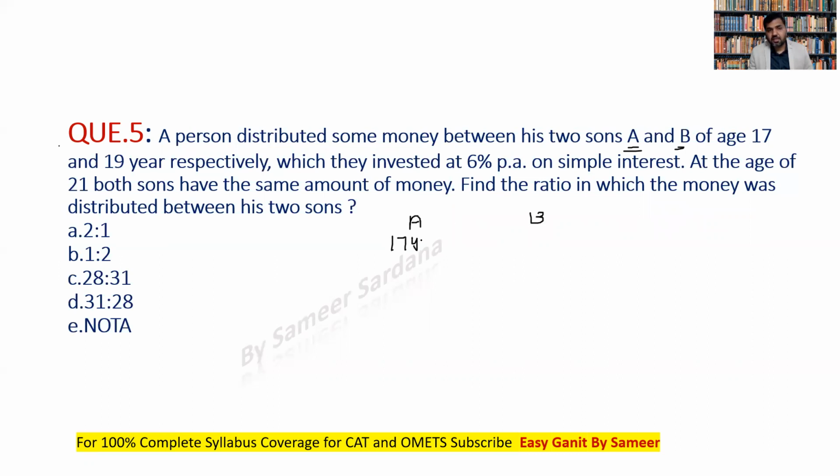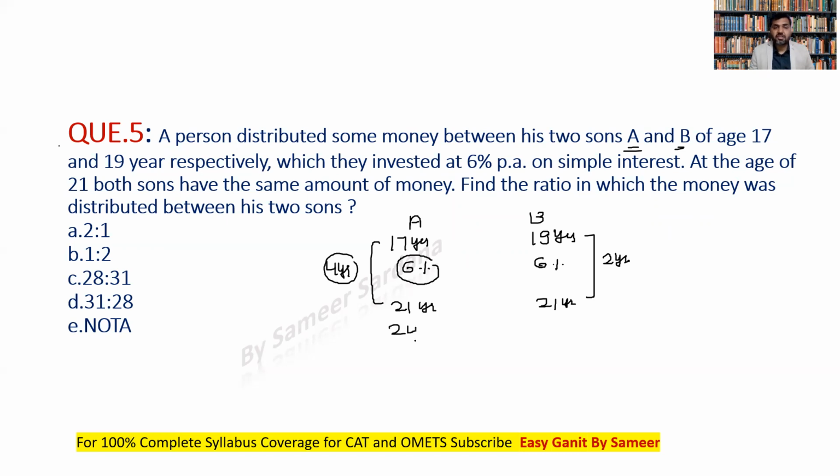A is 17 years old, B is 19 years old, right? Now, this person is investing the money at 6% rate of interest. This is also investing at 6% rate of interest at the age of 21, guys. When both of these 2 persons become 21 years old, you see that this person will be earning the interest for 4 years, as well as this person will become 2 years older. Now, this person will be earning 6% interest for 4 years. That means this person will be earning 24% interest in total. This person, 6% for 2 years, will earn 12% interest in total.